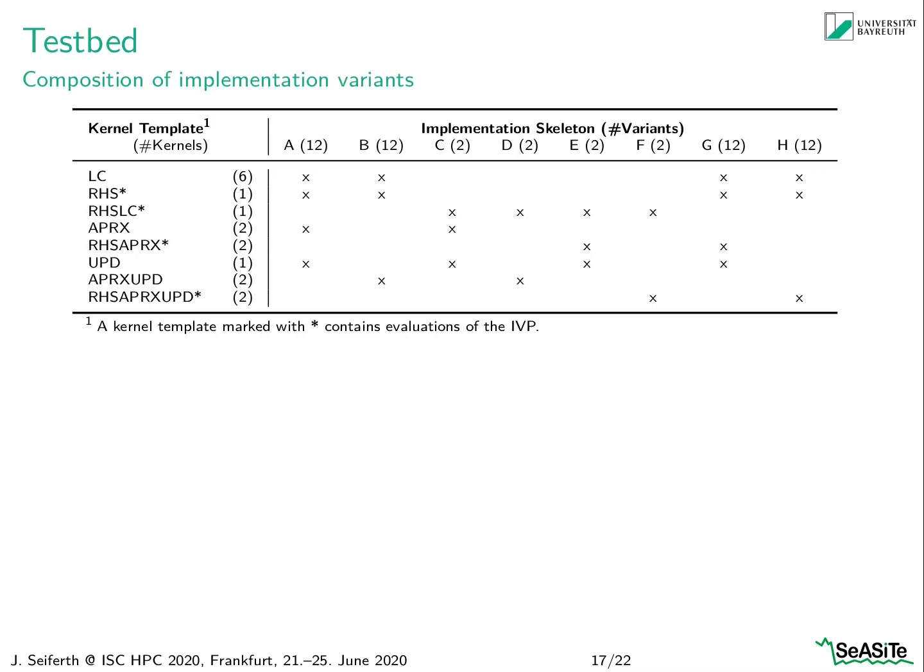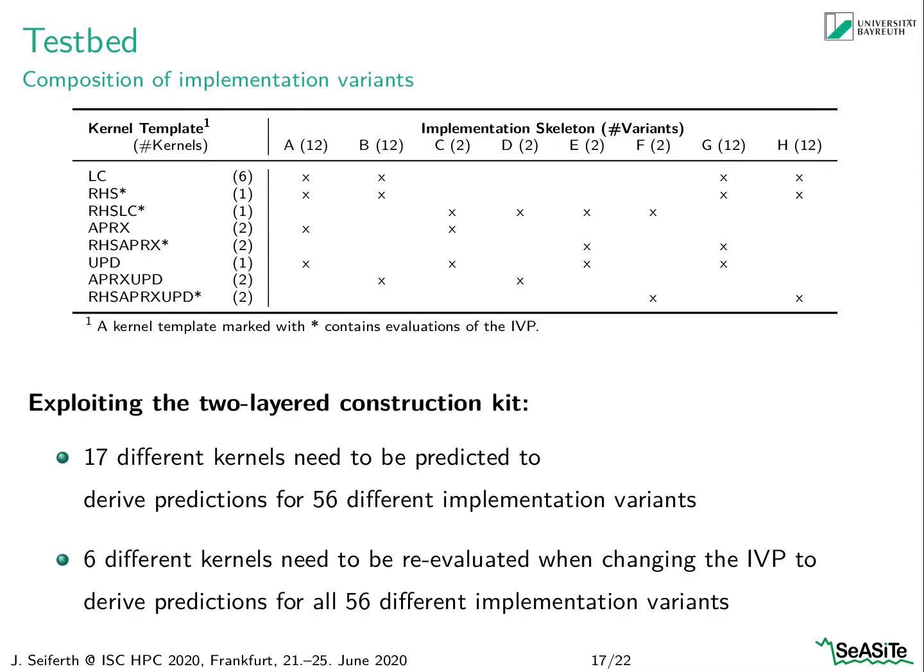We further include 12 different variants from B, G and H and 2 different variants from C, D, E and F. In total, 17 kernels are used to derive 56 implementation variants. To predict the performance of all 56 variants, only these 17 kernels have to be estimated, as predictions can be reused. Further, when changing the IVP, only the 6 kernels that contain evaluations of the IVP's right-hand side need to be re-evaluated to derive predictions for all 56 implementation variants.